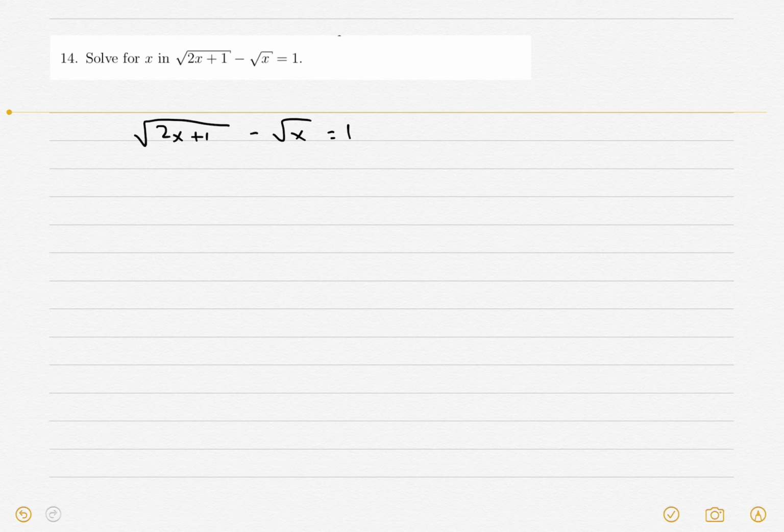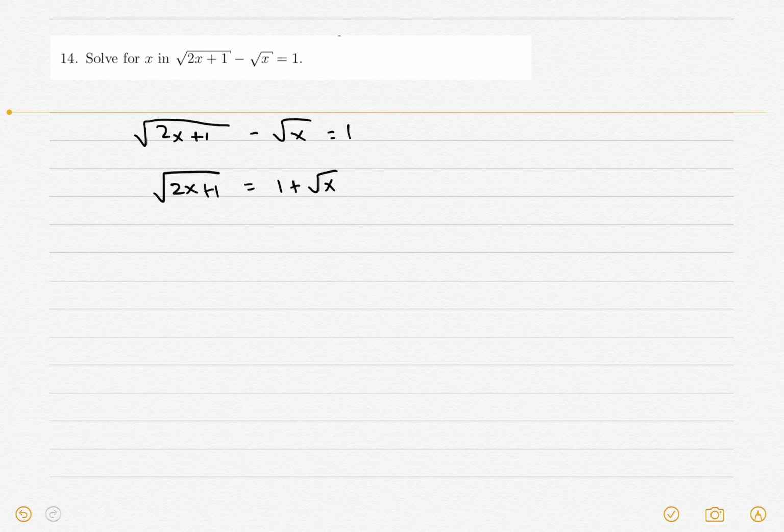Ang gagawin nyo dyan, kailangan paghiwalayin nyo yung dalawang terms na may radical. So, ilipat natin yung square root of x sa kabila. So, our new equation is the square root of 2x plus 1 is equal to 1 plus the square root of x.